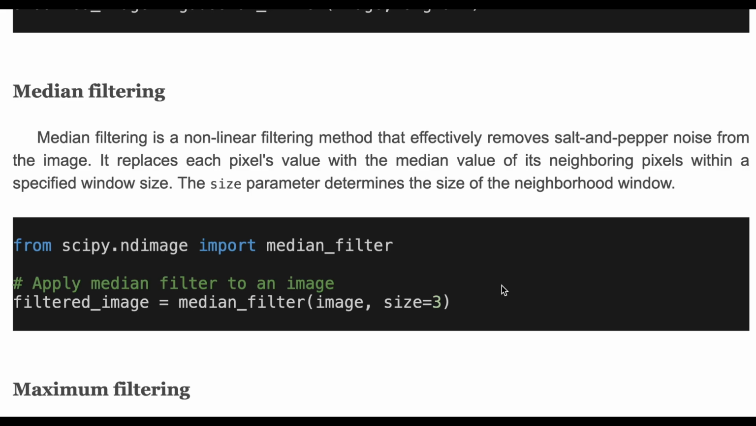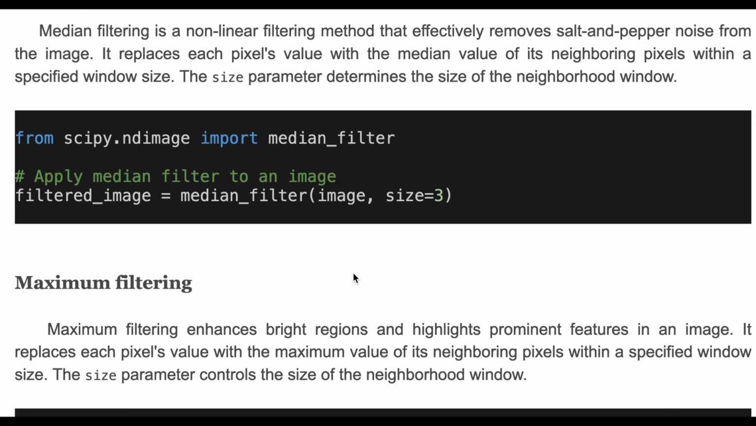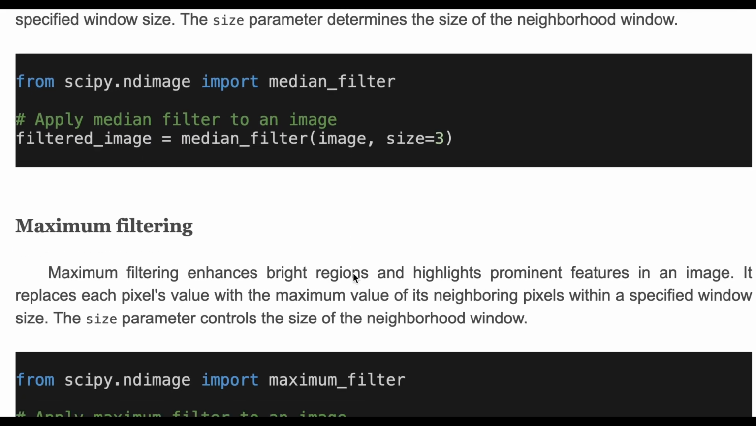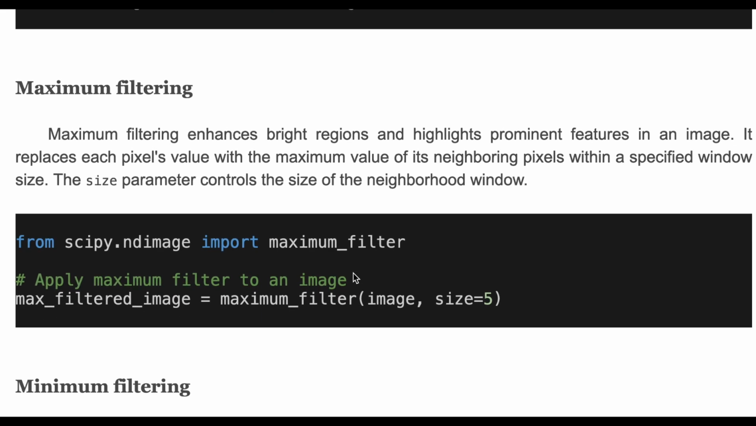Maximum filtering enhances bright regions and highlights prominent features in an image. It replaces each pixel's value with the maximum value of its neighboring pixels within a specified window size. Here, size is the neighborhood window size. We can use maximum_filter to apply a maximum filter to an image.